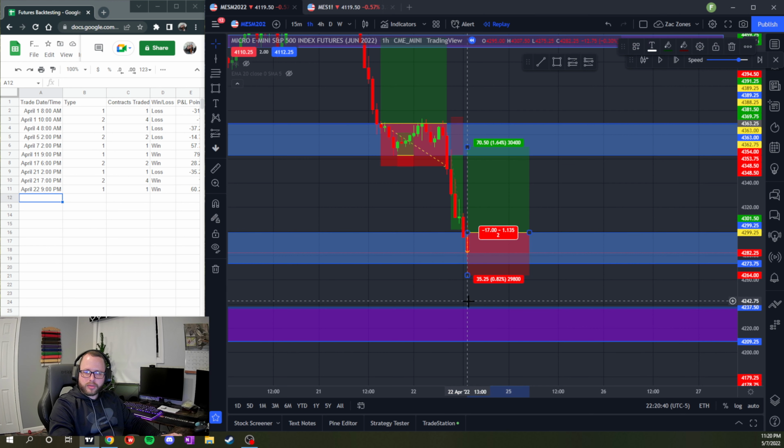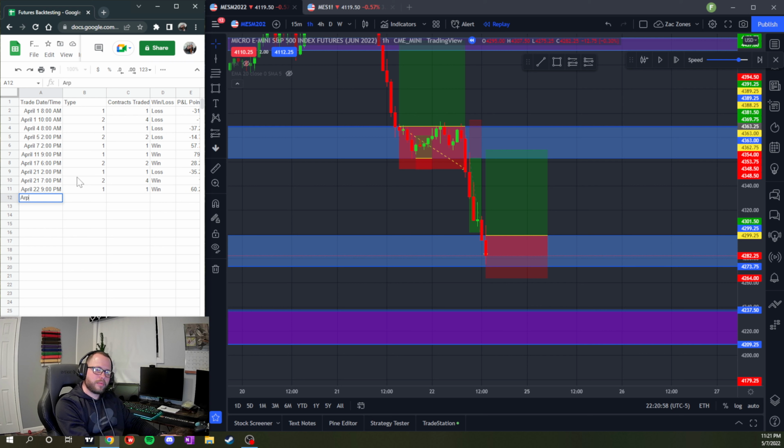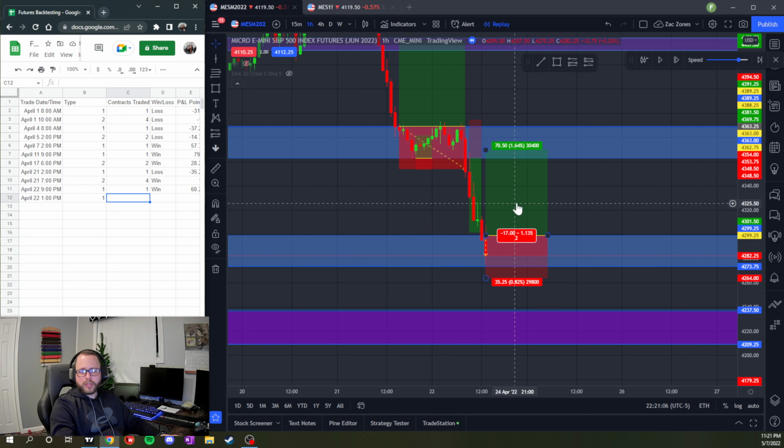And so that is, what am I trying to say? Oh, I was like, what am I looking at? The date, April 22nd at 1 o'clock in the afternoon. Type 1, contracts traded, 1.